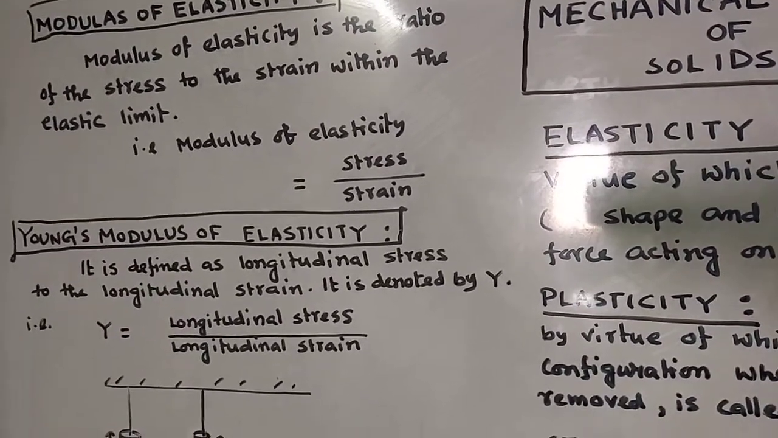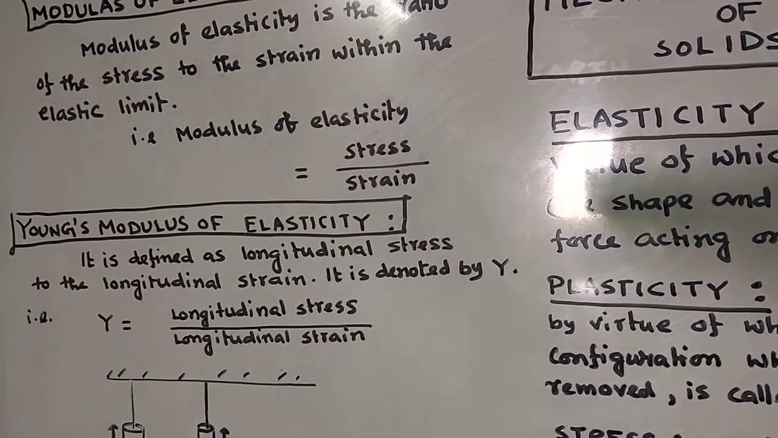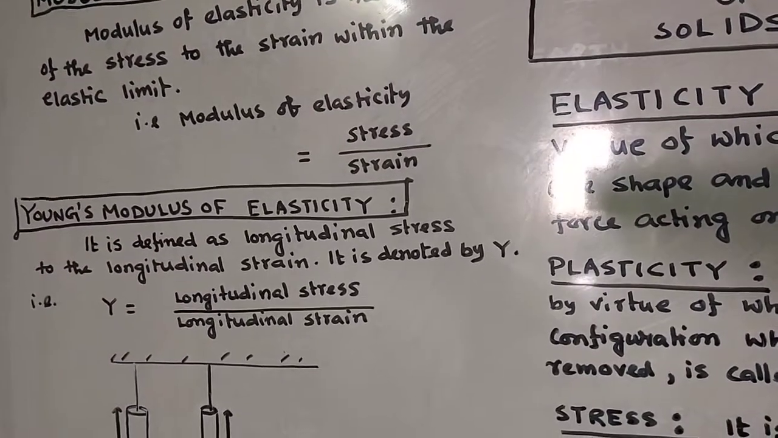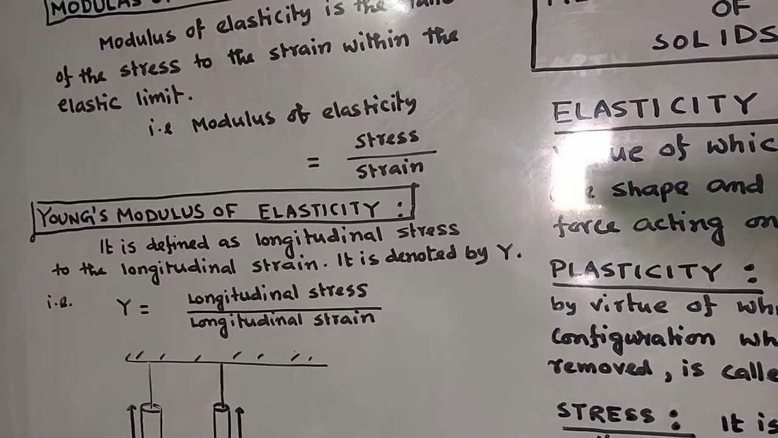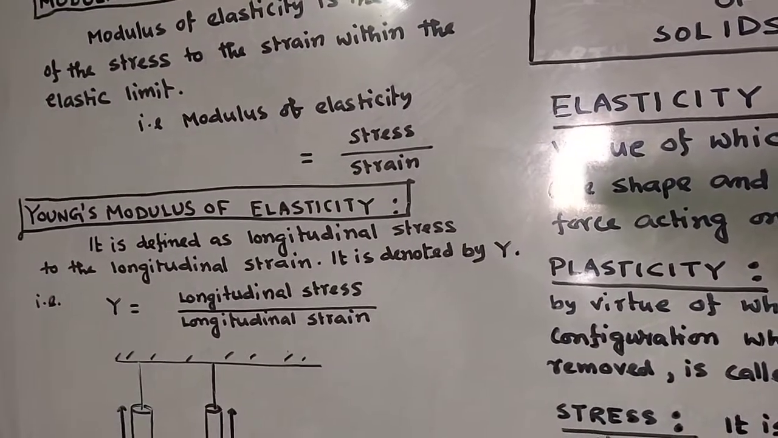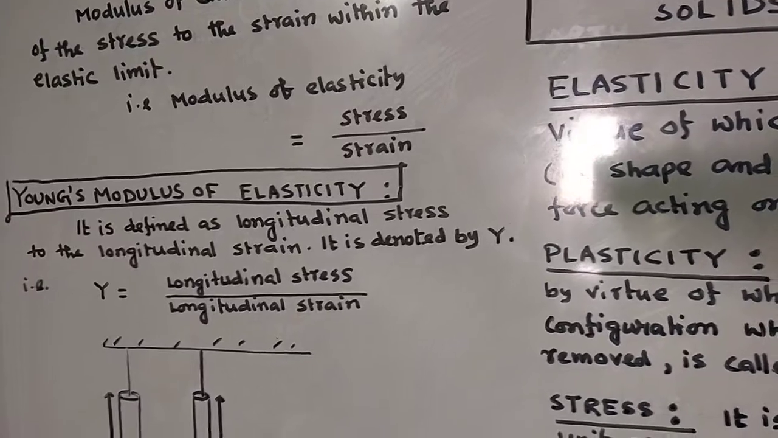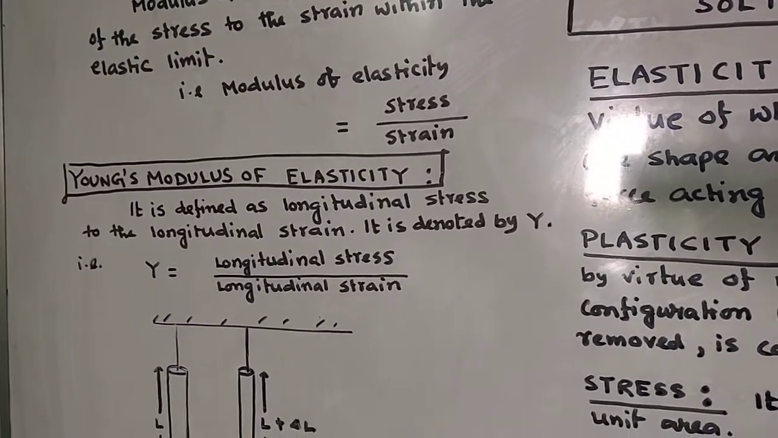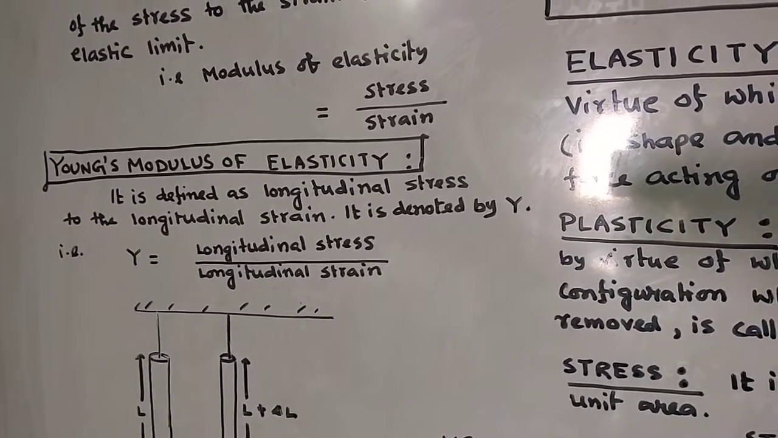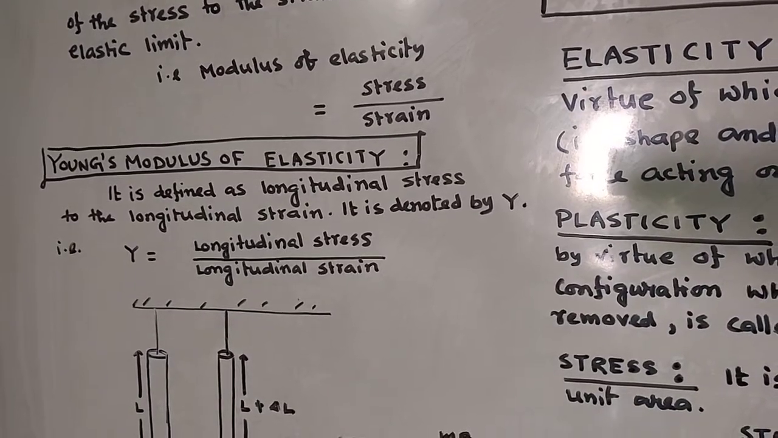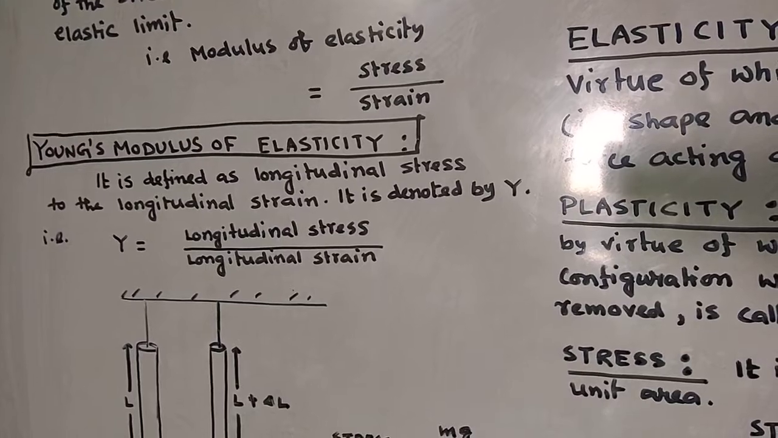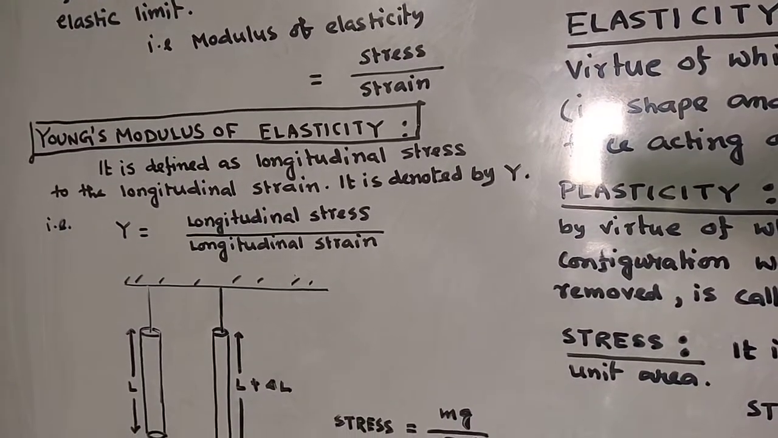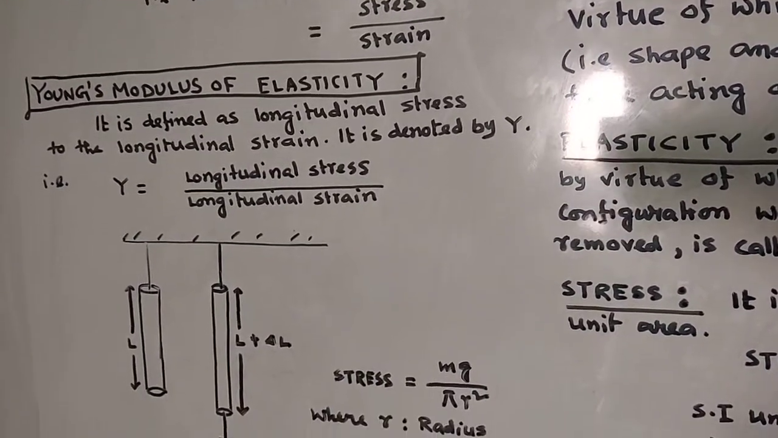So depending on the nature of the stress and strain, you can classify modulus of elasticity. So here in the first case, we are going to define Young's modulus of elasticity. In this case, you are going to apply longitudinal stress, and correspondingly we are going to get longitudinal strain. So Young's modulus of elasticity is defined as the longitudinal stress to the longitudinal strain. It is denoted by capital Y equal to longitudinal stress by longitudinal strain.